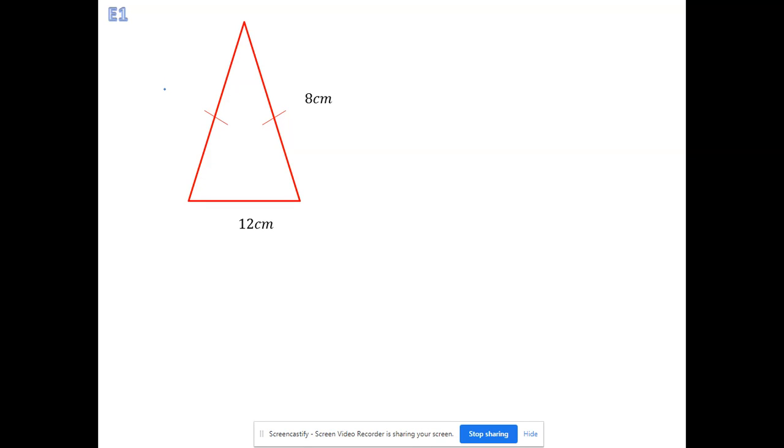Okay, now I'm just going to give you some examples of finding the area of an isosceles triangle. So hopefully you remember that the properties of an isosceles triangle mean that these two sides are the same length, which also means that this angle in here and this angle in here are equal to each other.